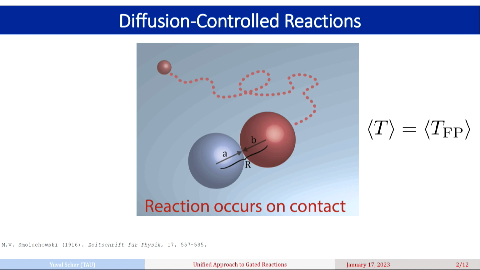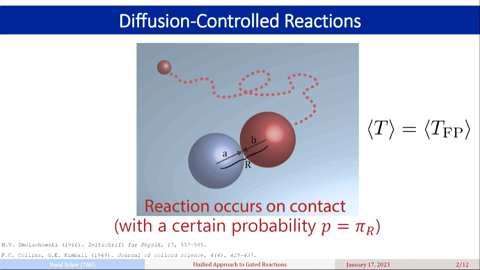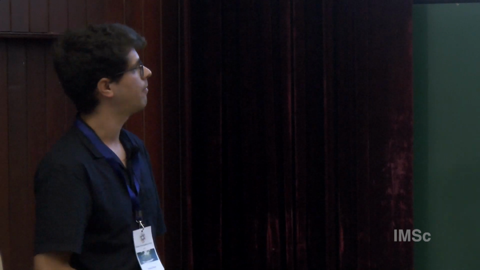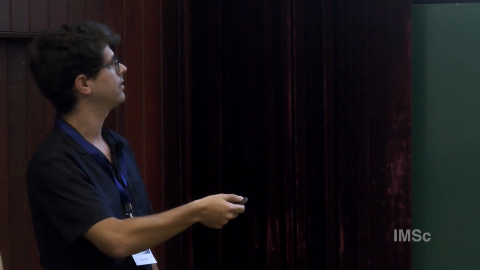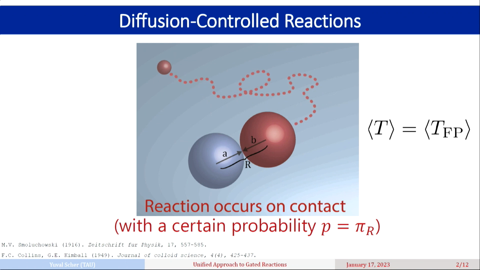But as I said, this is a relatively simplistic model, and the next step, a few decades later, was introduced by Collins and Kimball, where they considered partial reactivity. So now every time that the two particles collide, there's a certain probability of reaction and a certain probability to not react, and we will denote the probability to be reactive on collision by R. So let us calculate the mean reaction time for this model.